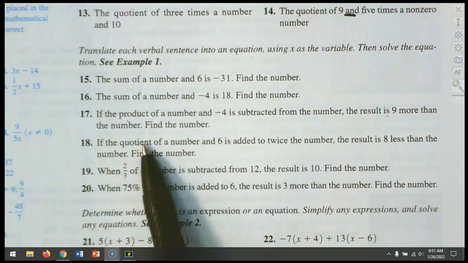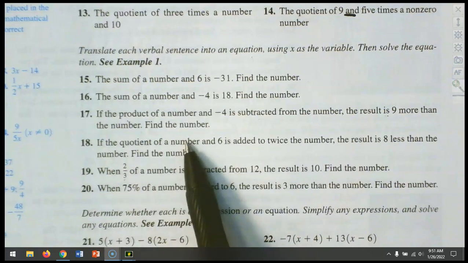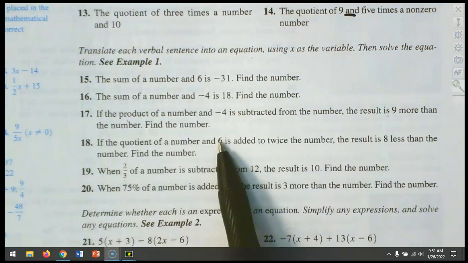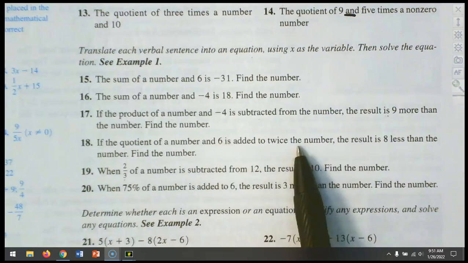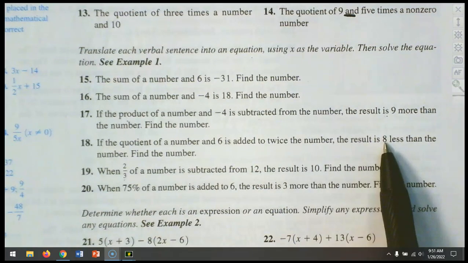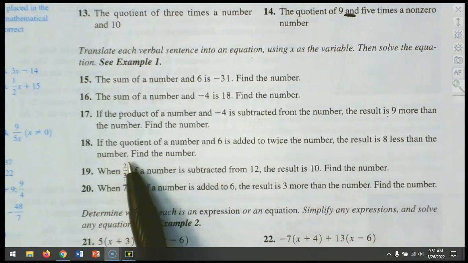If the quotient of a number and 6 is added to twice the number, the result is 8 less than the number. And we want to try and find the number.